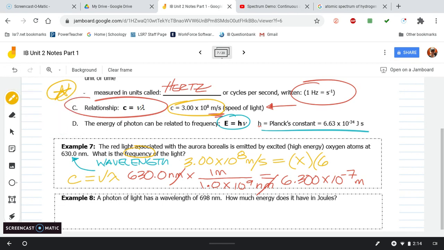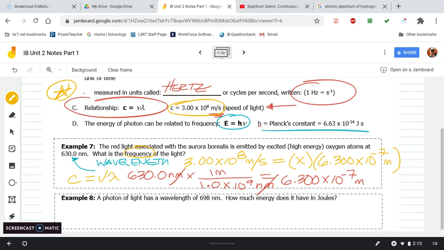So we'll plug in our 6.300 times 10 to the negative 7th meters there. And now you're just going to do the math, and we're going to solve for x. Okay, so x by itself. So in your calculator, 3.00 times 10 to the 8th divided by, make sure you use parentheses on this if you're using the caret, divided by 6.300 times 10 to the negative 7. And I'm going to get 4.762 times 10 to the 14th.